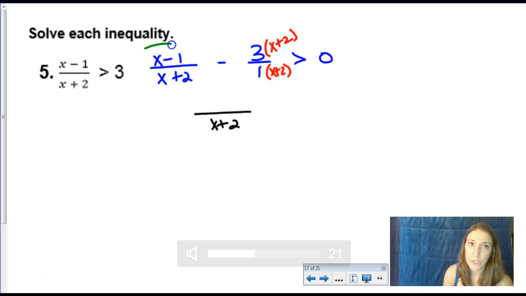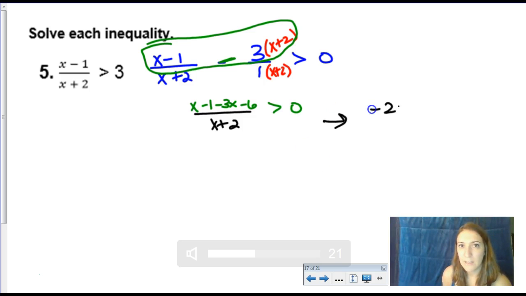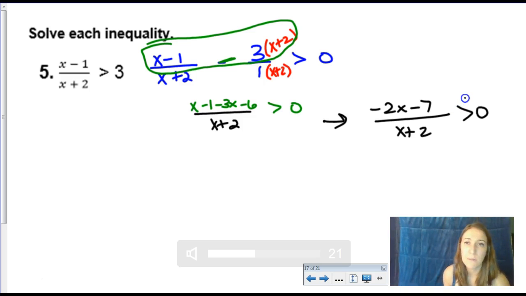But your numerator, oh man, be careful here. My Algebra 2 kids screw this one up every time. This is a -3 that they're distributing. So I have x minus 1, and then a -3x, and then careful, that's a -6, is greater than 0. So after a little bit of work here, that ends up being -2x minus 7 over x plus 2 is greater than 0. Now, it doesn't have to look super pretty. This is a 2-step algebra problem when you go to solve the numerator and denominators.